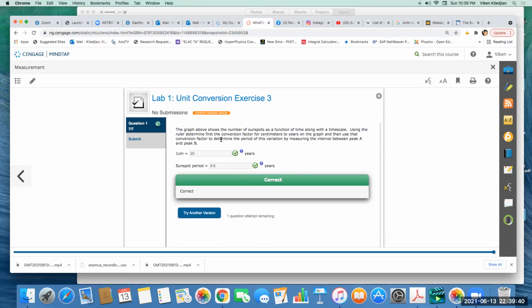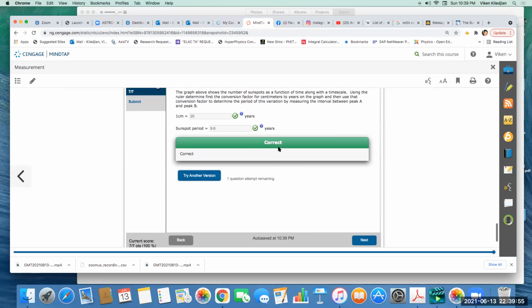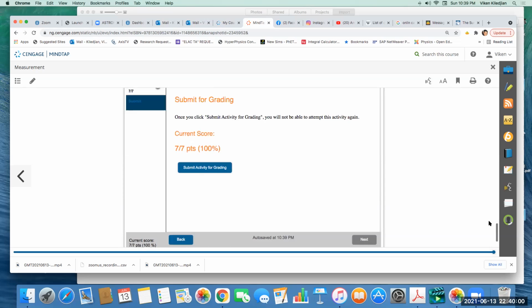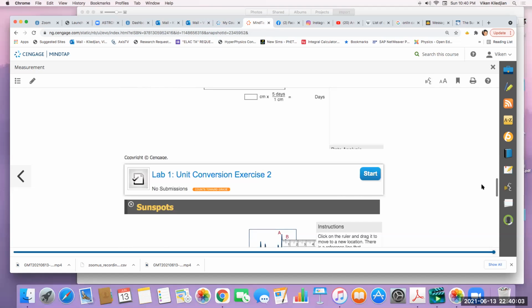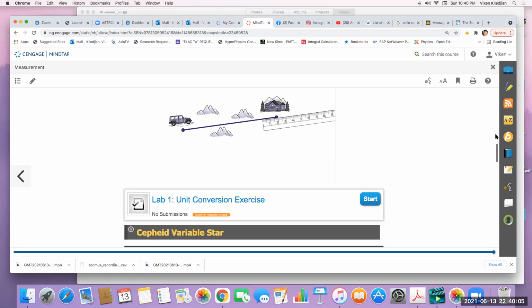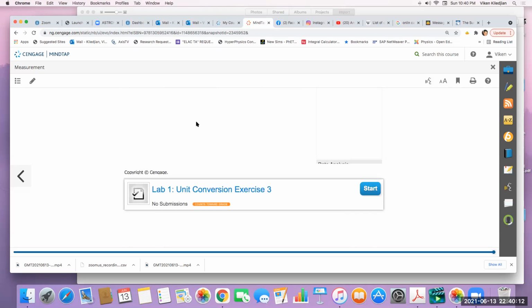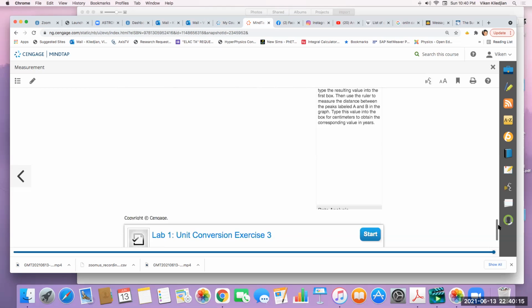So then that would be another snapshot we can do for that one. So right there. This is unit conversion exercise 3. Okay, so then you take a snapshot of that. So now let's go to the next one. Where's the next one here? Submit activity. There should be an arrow here, no?